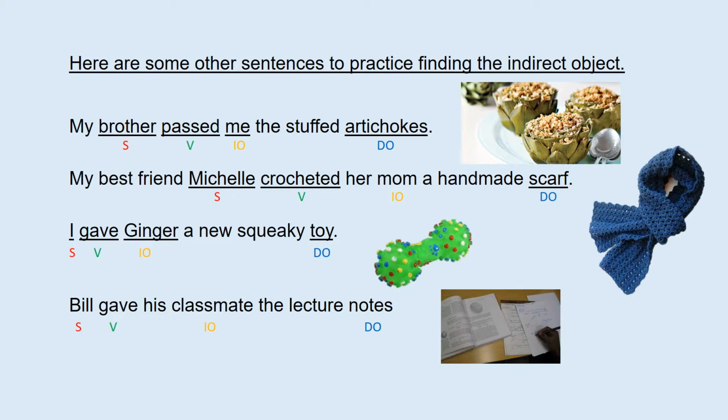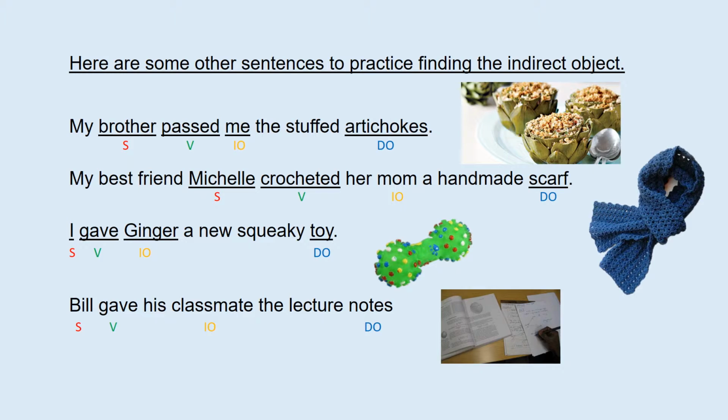Well, my brother passed me. Well, he didn't actually pass me to anything or anyone. So that can't be the direct object. My brother passed artichokes. Well, you certainly can pass artichokes. Therefore, artichokes is the direct object in this sentence. Now, since there's another noun in between the verb, which is passed, and the direct object, which is artichokes, it could be the indirect object.